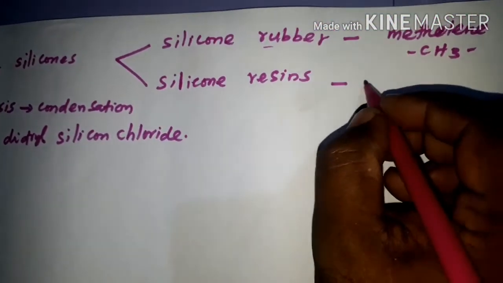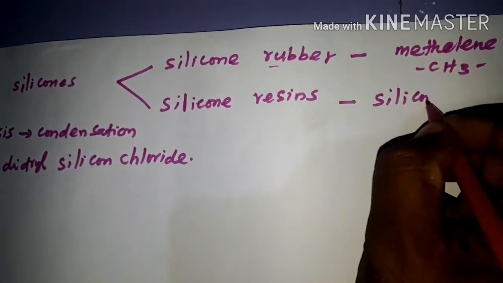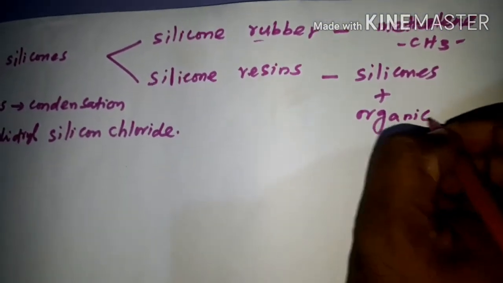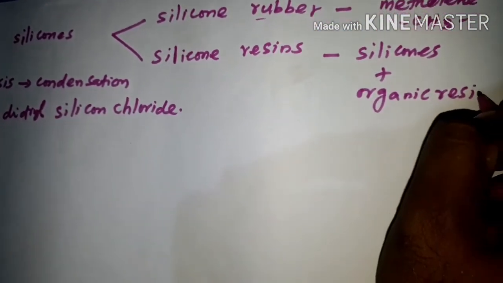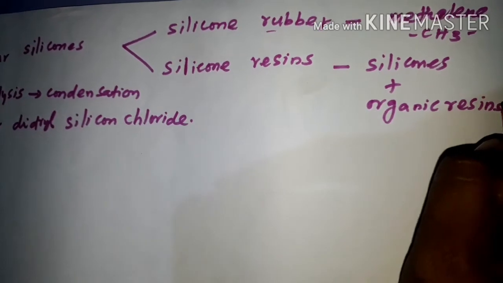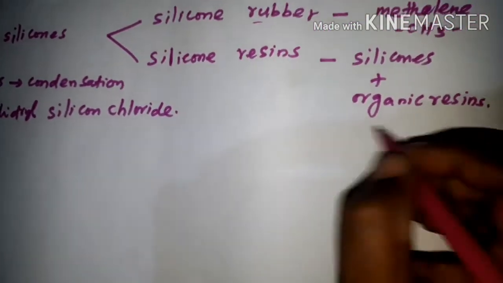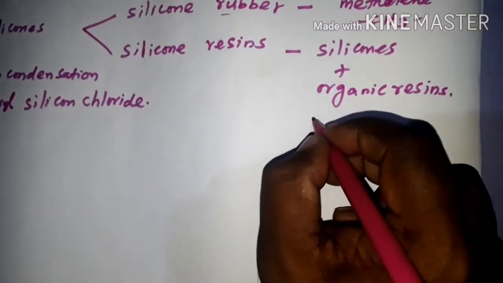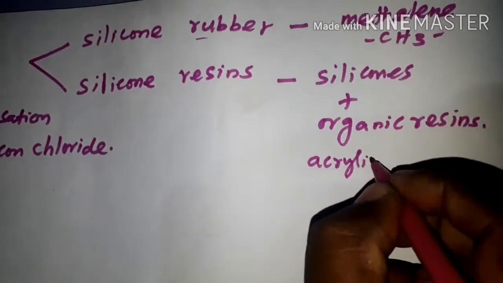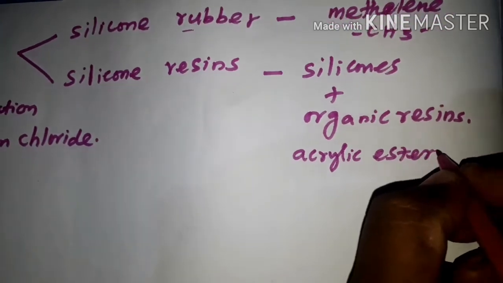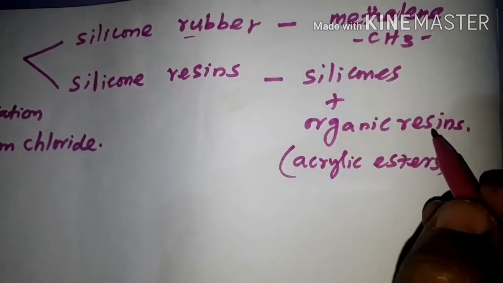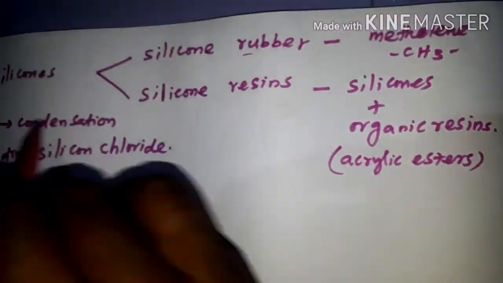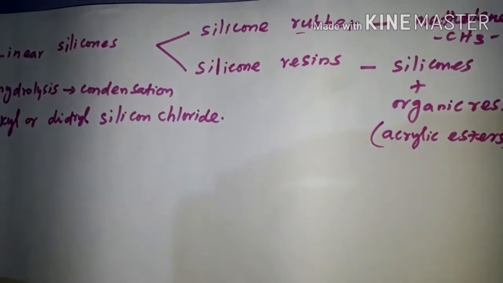So silicones plus organic resins, such as acrylic ethers, acrylic esters. Okay, so organic resins such as acrylic esters. So that's all about the linear silicones.